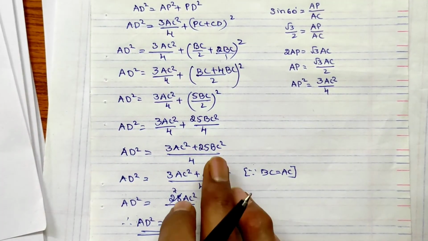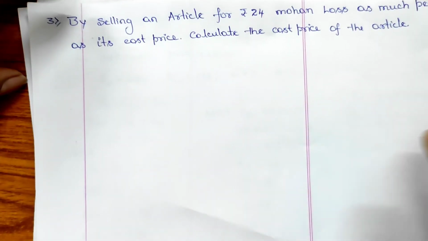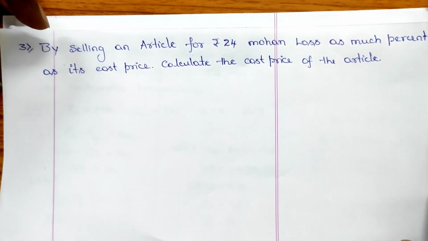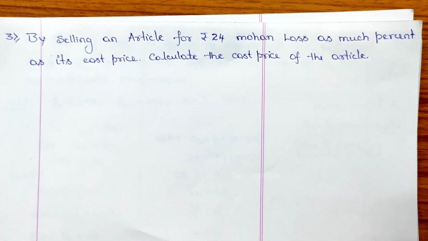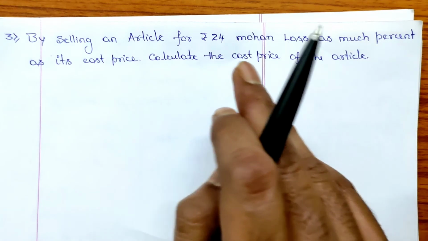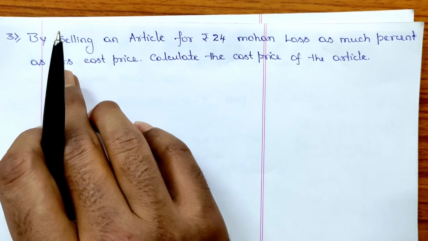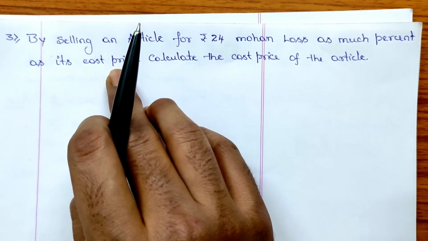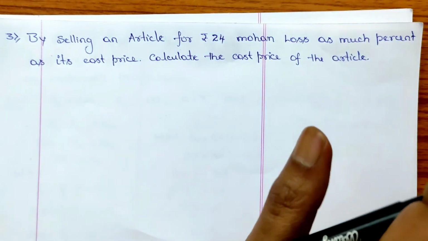Okay. Now we'll move on to the third question. The third question is like this. By selling an article for ₹24, Mohan lost as much percent as its cost price. Calculate the cost price of the article. Mohan sold an article for ₹24. From that he incurred a loss, and the percentage loss is equal to the cost price. If it is so, then what is the cost price of the article? This is the summary of the problem.